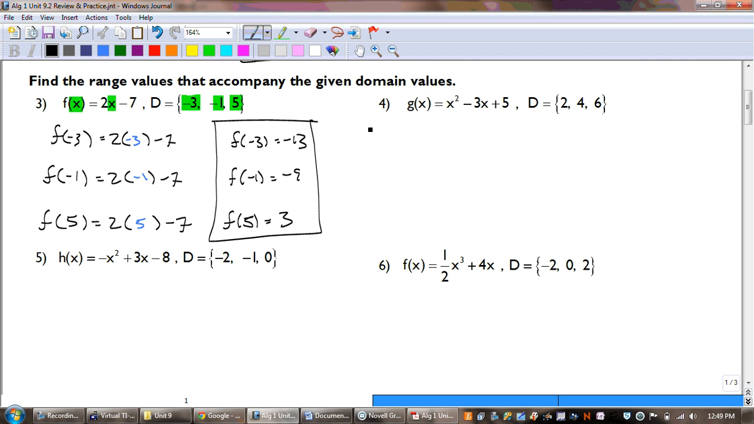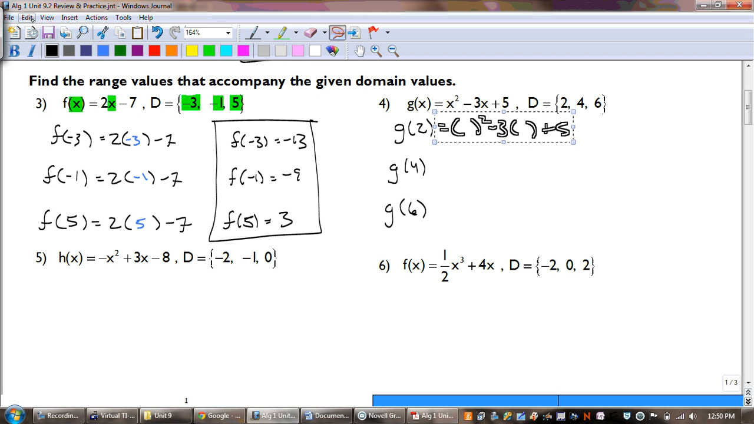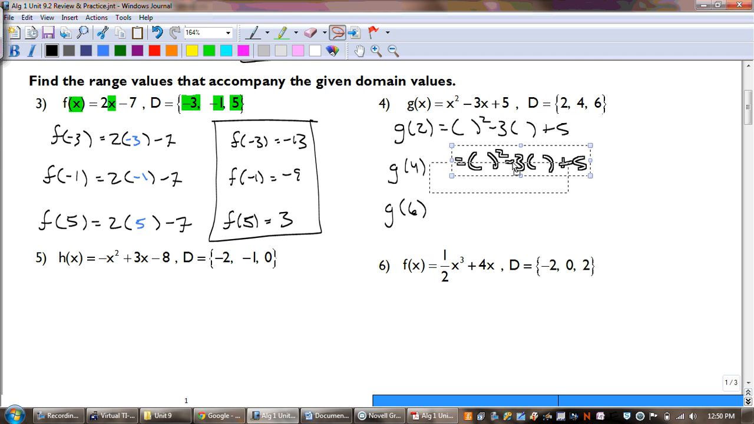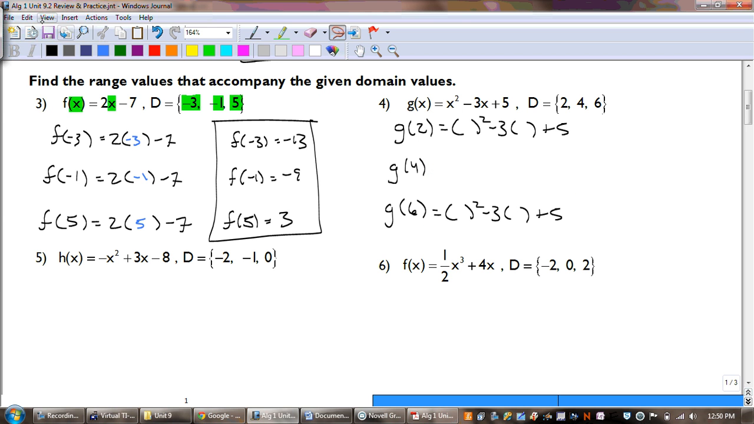All right, let's do another one together, g of x. So for g of x, this time we're going to plug in 2. We're going to plug in 4. And then we're going to plug in 6. So we have to be careful this time because we got a little bit more that we're plugging in now. So right now I bet you guys wish you had edit, copy, and paste. So I can just go boom. Put right there. Boom.